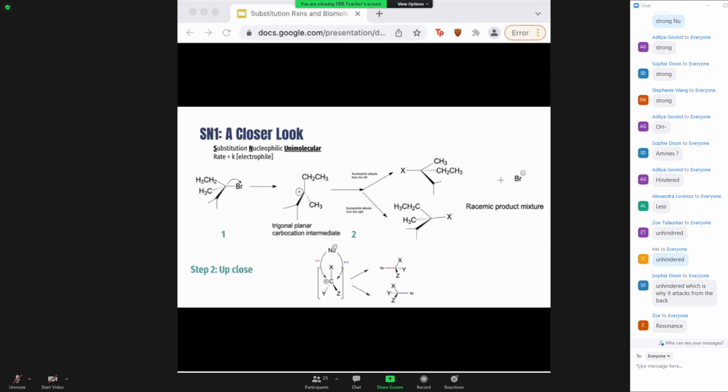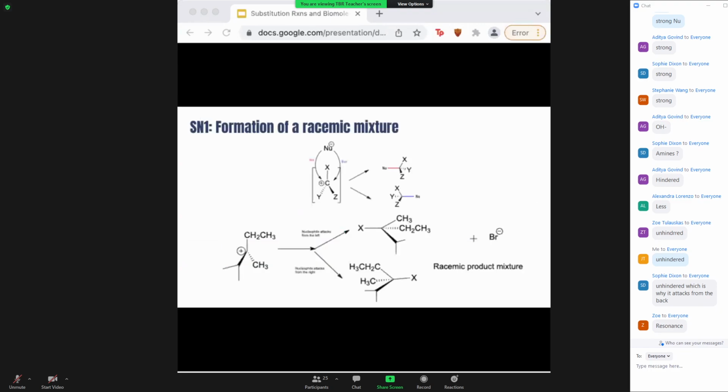In the second step, the nucleophilic substitution occurs. However, something special about SN1 is that the nucleophile can actually attack on either side of the planar intermediate. It can attack from the left side of the molecule or the right side, as you can see up close. And this results in a racemic product mixture. To explain what that is, it's a 50-50 or equal ratio mixture of 2 enantiomers, and that results in an optically inactive mixture.